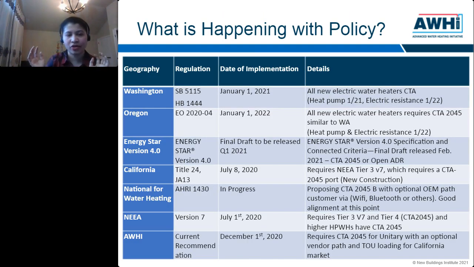Moving on, just to give you an overview of where the policy is going from a grid connectivity perspective. Washington recently adopted a regulation which requires all electric water heaters to have a CTA-2045 universal communications port on them, starting 2021, and Oregon is following. California also adopted JA-13. I will go over the details of that in my next slide. Energy Star recently came out with their specification version 4, with a focused approach on the connectivity criteria. Similarly, NEEA's Tier 3 and Tier 4 specifications require CTA-2045. And the Advanced Water Heating Initiative recommends CTA-2045 and an optional vendor path for grid connectivity.